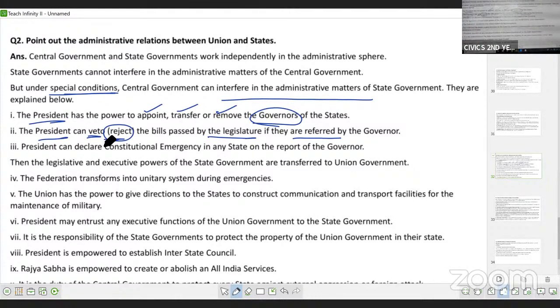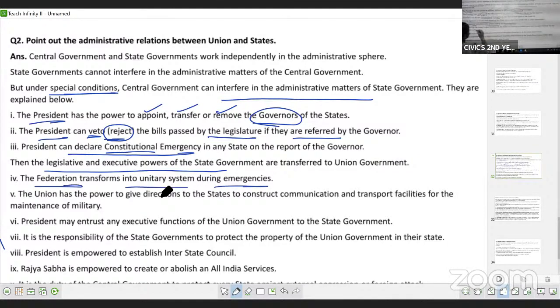Then the president can declare constitutional emergency. If the governor of the state reports that there is a constitutional breakdown in the state, then the president can declare constitutional emergency. When there is a constitutional emergency, the legislative and executive powers of the state government are transferred to the union government. So in case of emergencies, in case of national emergency, the federation becomes unitary.